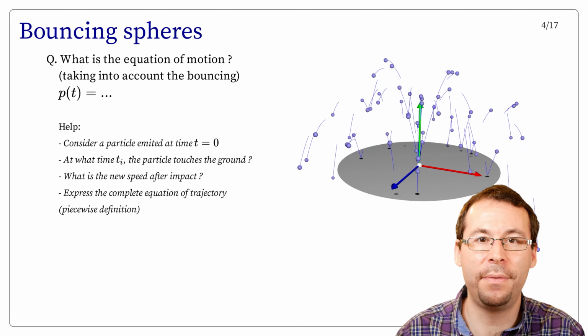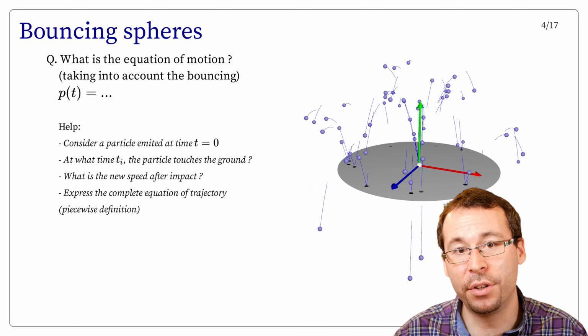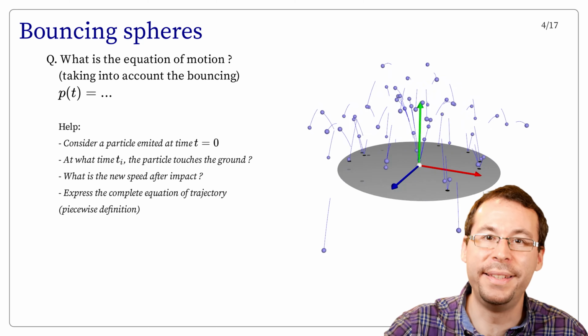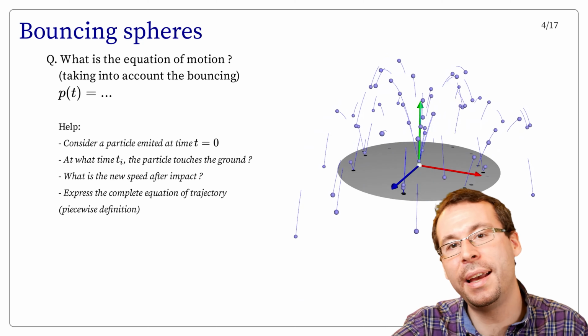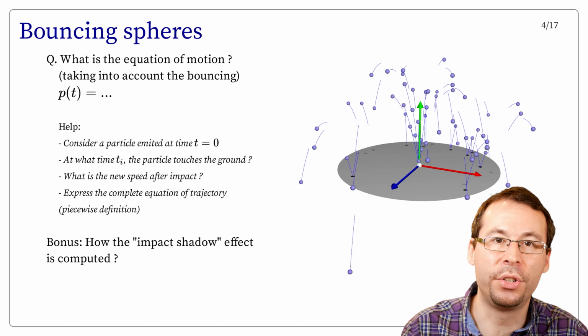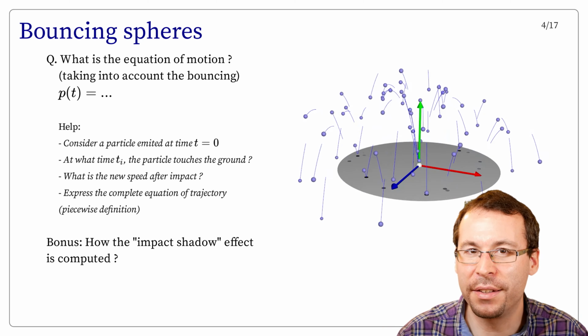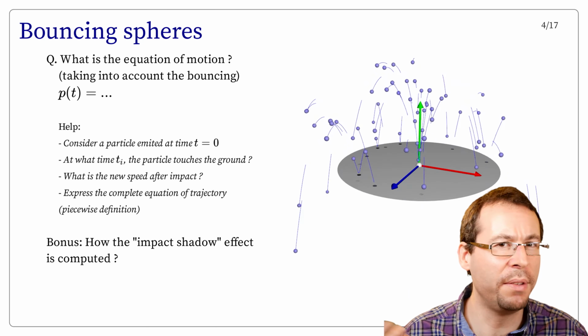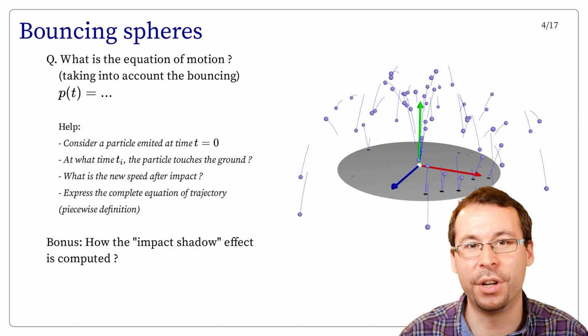Once you have that, you should be able to express the complete equation of trajectory using a piecewise definition when t is lower than ti and greater than ti. And as a side note, you can also notice the short shadow effect of the sphere around the time of impact. As a bonus, how do you think these shadows can be handled in the code?